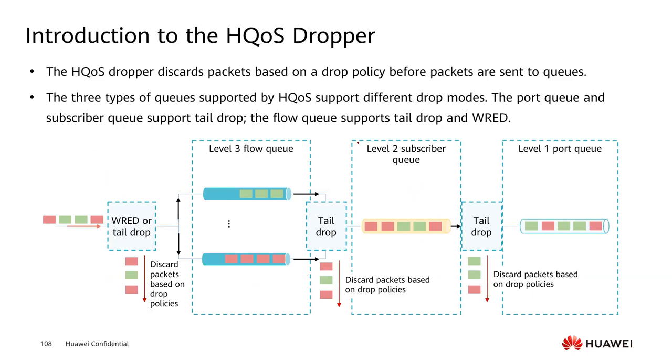And also we can do congestion avoidance. So for the level three flow queue, we can do WRED or tail drop. But when the packet goes through the level two, or the level two queue goes to the level one, we can only do tail drop. Okay, this is for the HQoS.